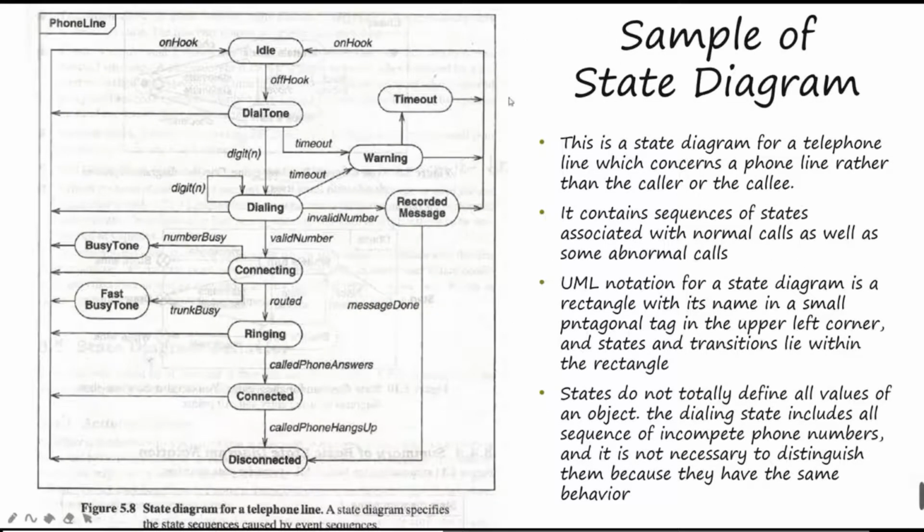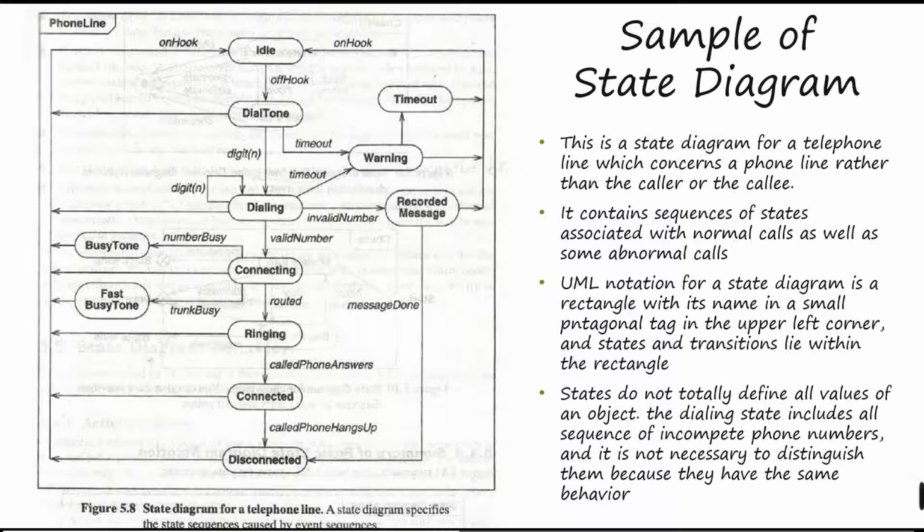Okay, this is a sample state diagram. This is a state diagram for a telephone line, which concerns a phone line rather than the caller or the callee. It means we focus on the phone line. It contains sequences of states associated with normal calls as well as some abnormal calls, for example, busy or timeout and so on.